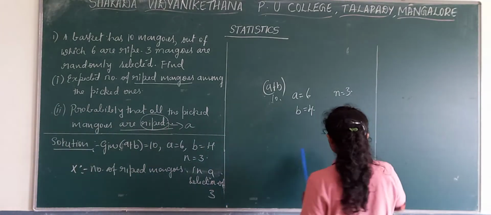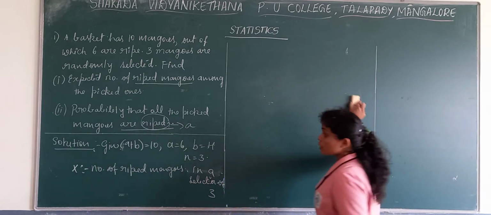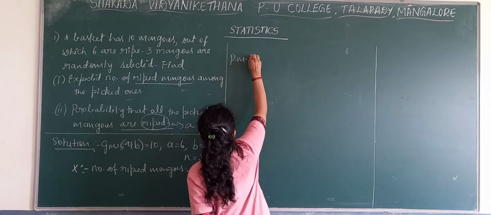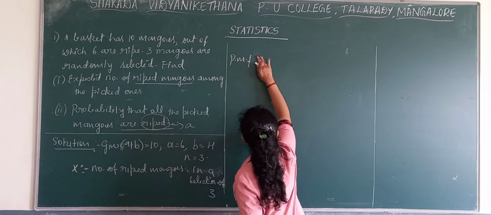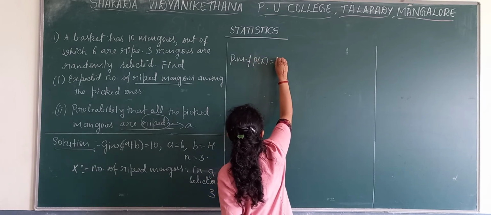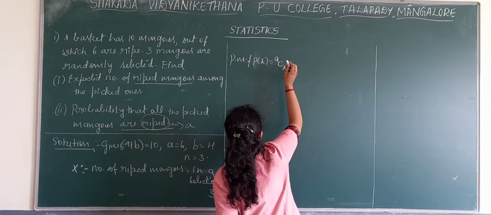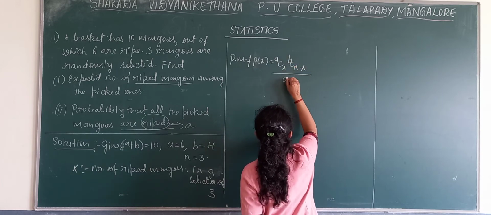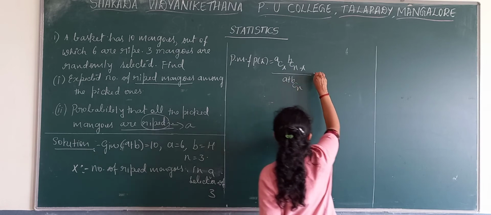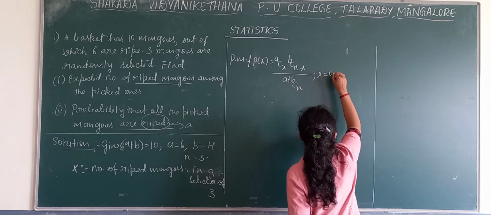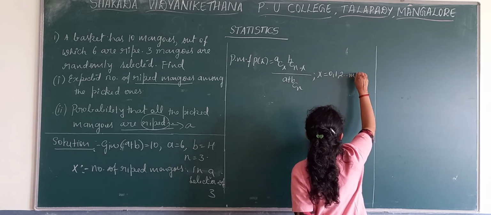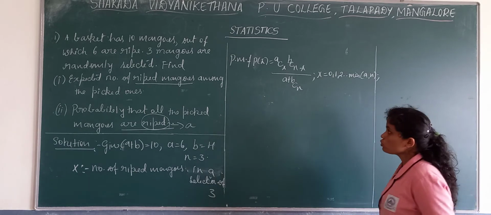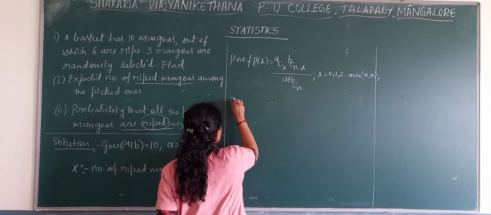Next, the probability mass function. What is the probability mass function there? P of x is equal to ACx into BCn minus x divided by A plus BCn, where x is equal to 0, 1, 2, up to the minimum of A comma n. Next, according to this particular problem, write the probability mass function.